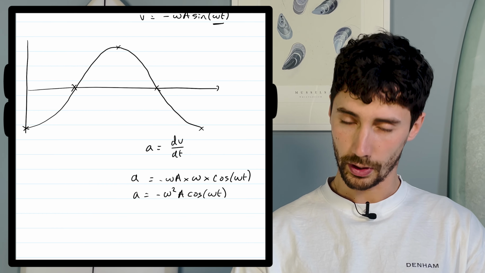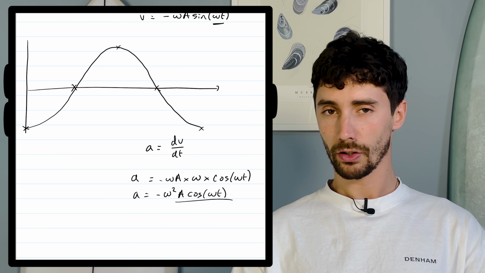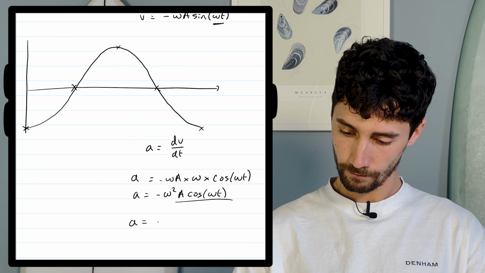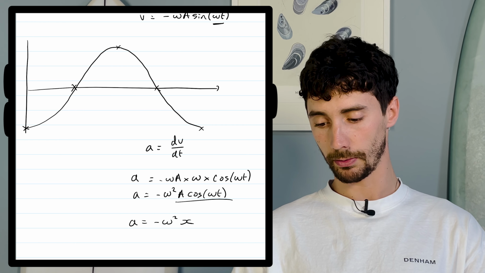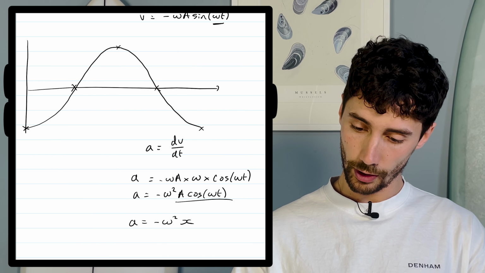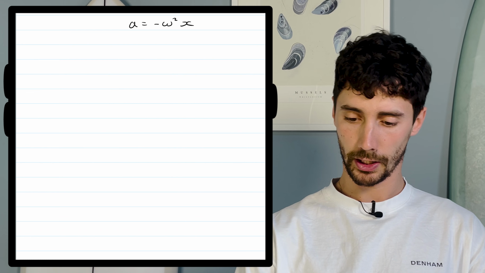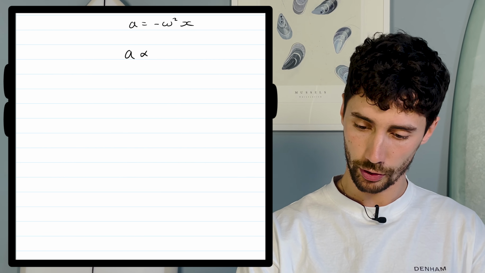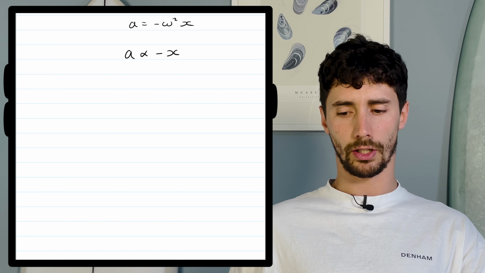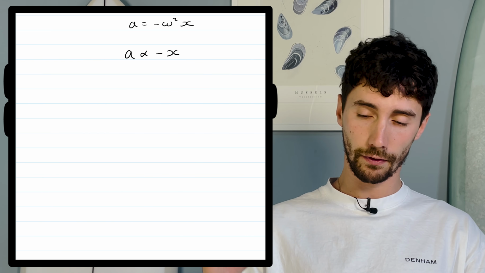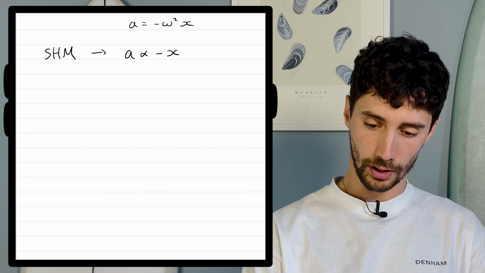Now, what do you notice? You would hopefully notice that a cos omega t is x, our displacement. What have we proved about the relationship between acceleration and displacement? a is proportional to displacement, in the direction towards equilibrium. Always. That is the defining characteristic of simple harmonic motion.